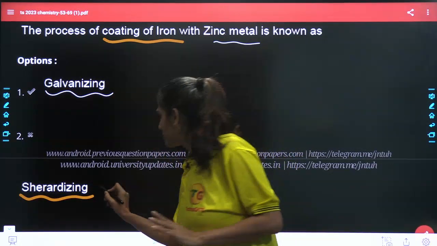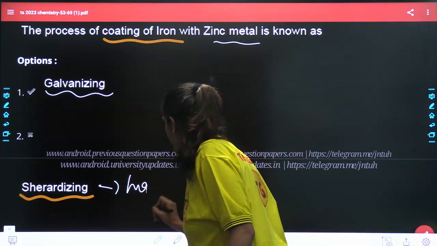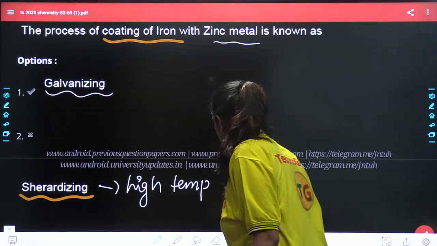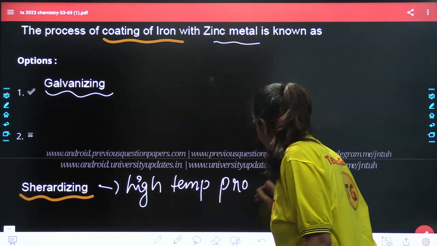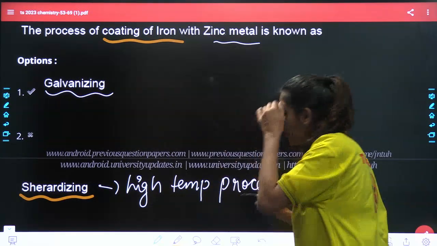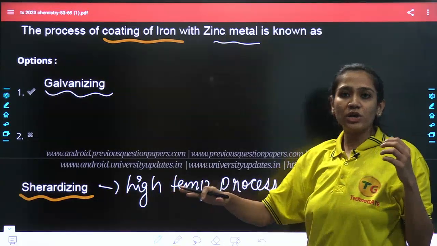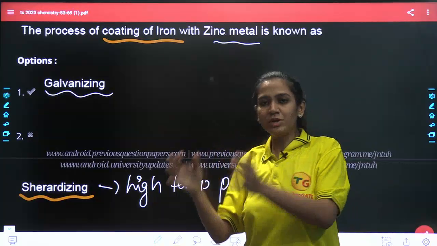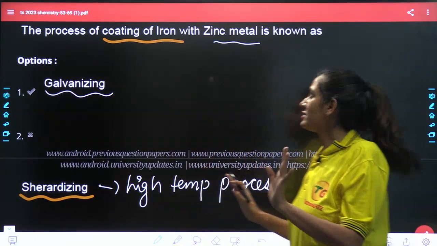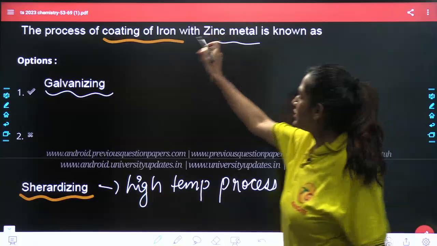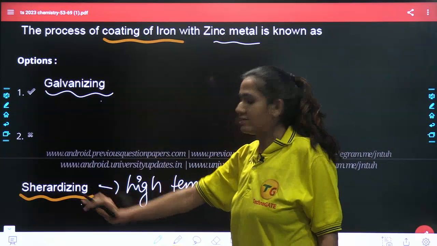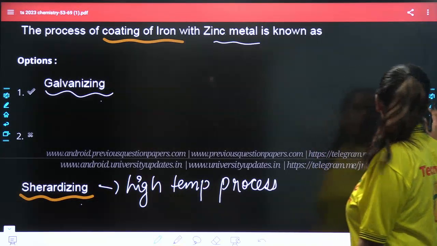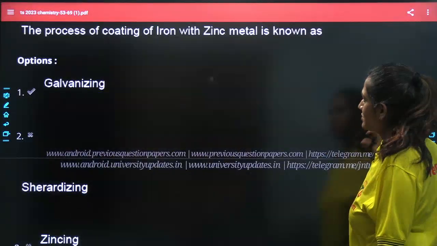This is a high temperature process, and here iron will react with zinc powder and then there will be a coating of zinc over iron. But in galvanizing, simply the iron metal is dipped into zinc. That's it. So do not get confused between the two. Clear? So our correct option would be galvanizing. Next question.